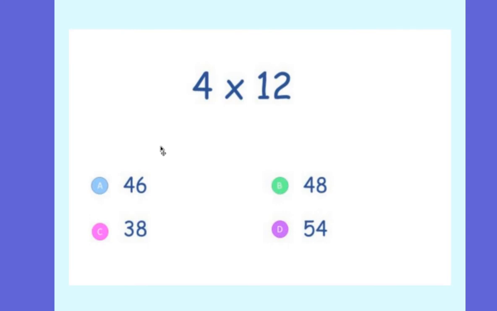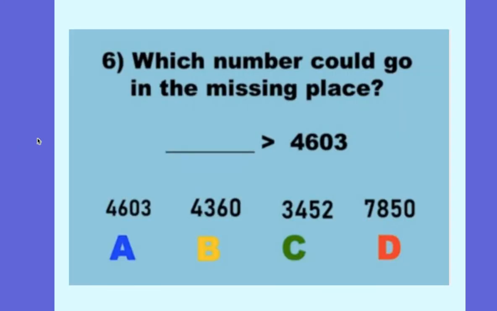Question number 2. What is 4 times 12? Pause the video if you need some extra time. A, B, C or D? Question number 3. Which number goes in the missing space? A, B, C or D?